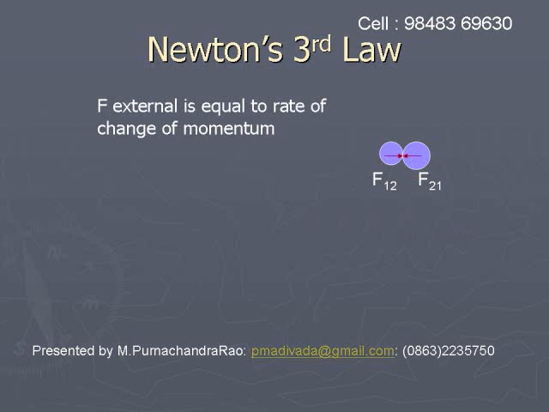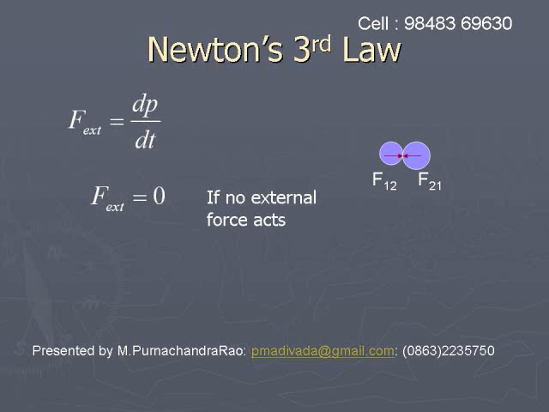Now let us take the relation for force. The external force is equal to the rate of change of momentum. This is written as F external is equal to dp by dt. But F external is equal to 0. When F external is equal to 0, then dp by dt is equal to 0.